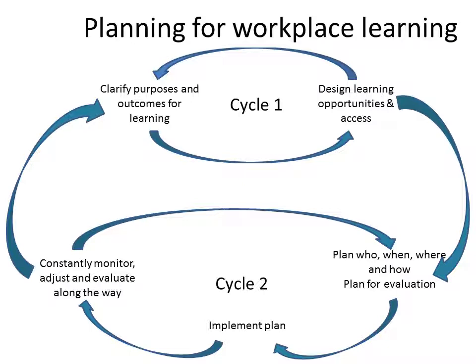And then that feeds into the second cycle, which is planning about who will facilitate the learning, when it will take place, where it will take place and how, and also building evaluation processes. The plan is implemented and there's a constant monitoring and evaluation process. And then that in turn feeds back into the first cycle where you're maybe making constant adjustments to your purpose and design. And of course, they're also helpful when you roll out the process for a second time or more.